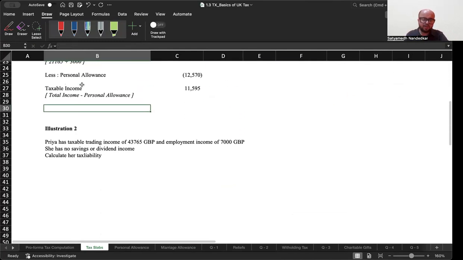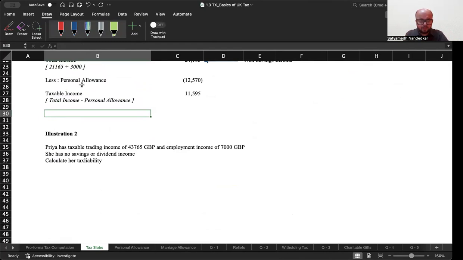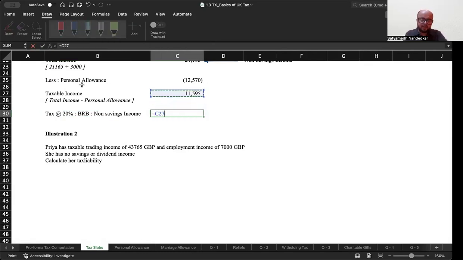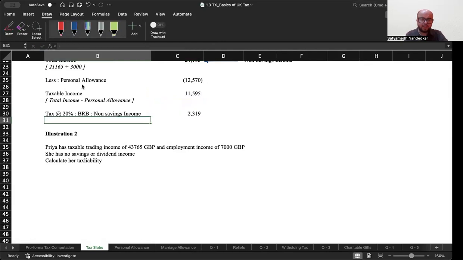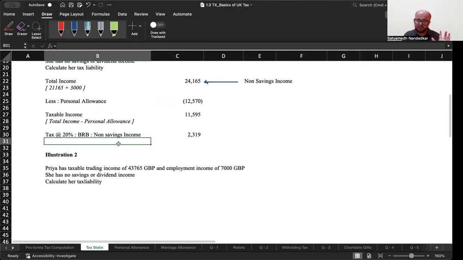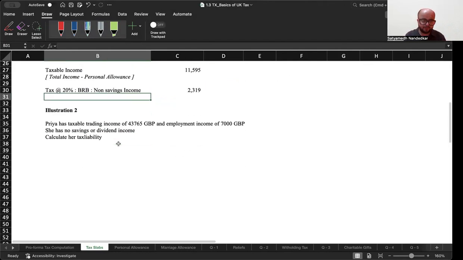So on this I will have to calculate tax at the rate of 20%. I will call it the basic rate band. This is non-savings. So what is your tax liability? 11,595 into 20% is 2,319. The person is in the basic rate band. This is how you apply a slab rate. Okay, look at the next one. With every passing question, you will start understanding things better.